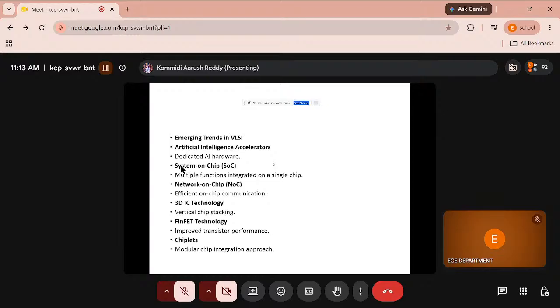So these are the emerging trends: based upon FinFET fabrication, based upon chiplets, based upon 3D IC integration, based upon network on chip applications, based upon system on chip fabrication processes, and based upon artificial intelligence as well as design fabrication methodologies.